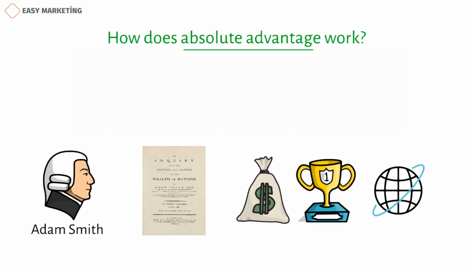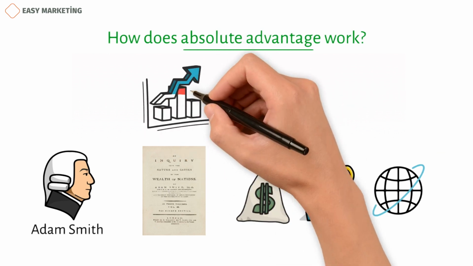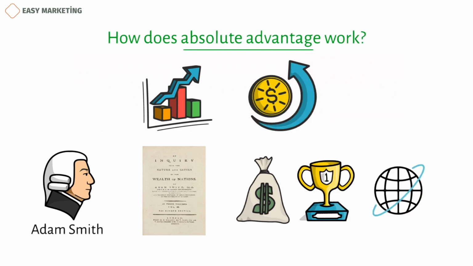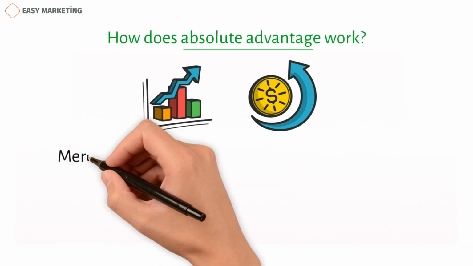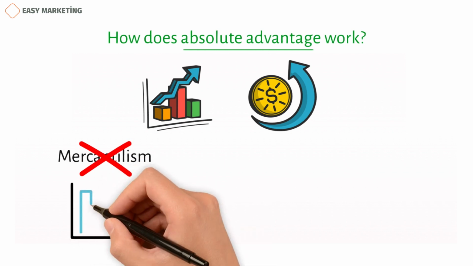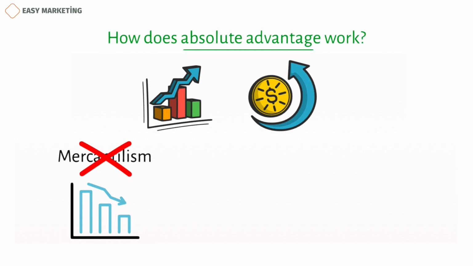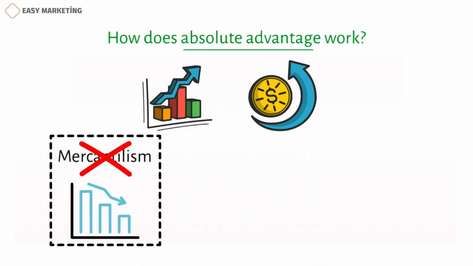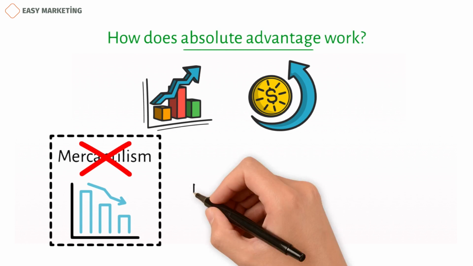By focusing on the things it does best, the country can make the most of its production capacity and create the most value. It can use the money it makes from trade to buy other products that it can't make as well at home. This idea is different from mercantilism, which was the most popular economic theory and practice at the time. Under mercantilism, countries try to keep trade to a minimum and make everything they need inside their own borders.